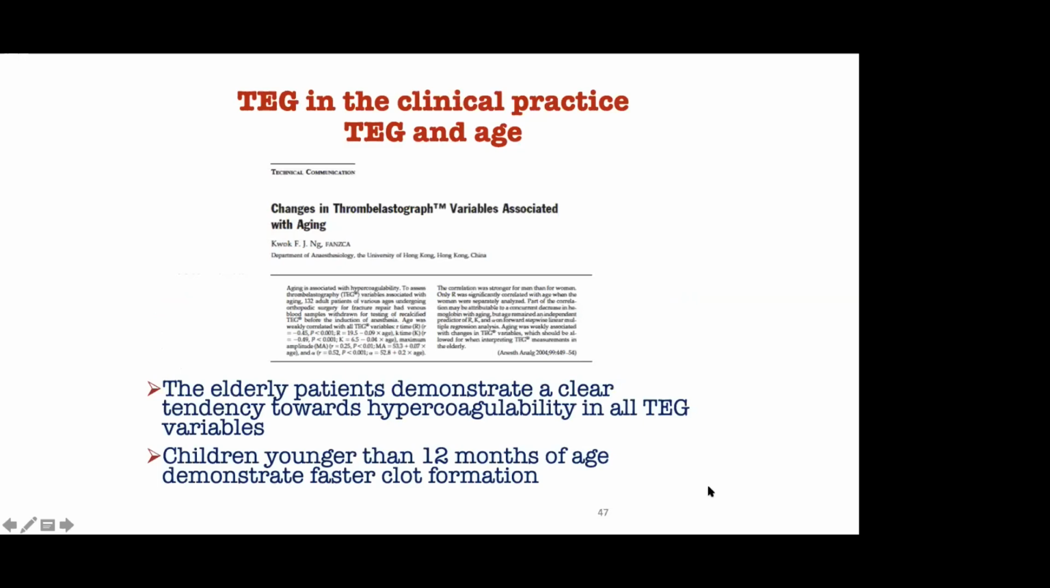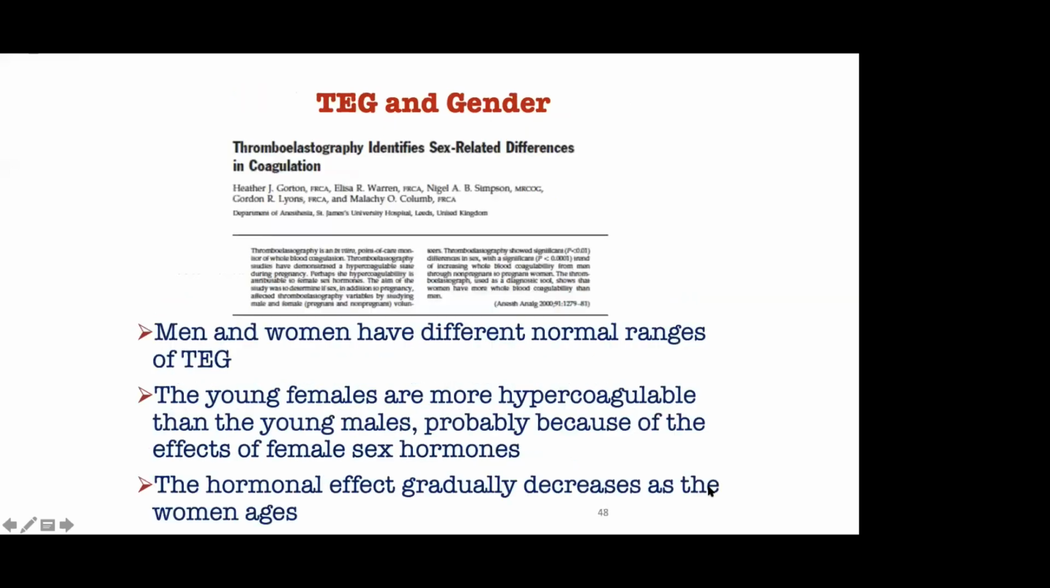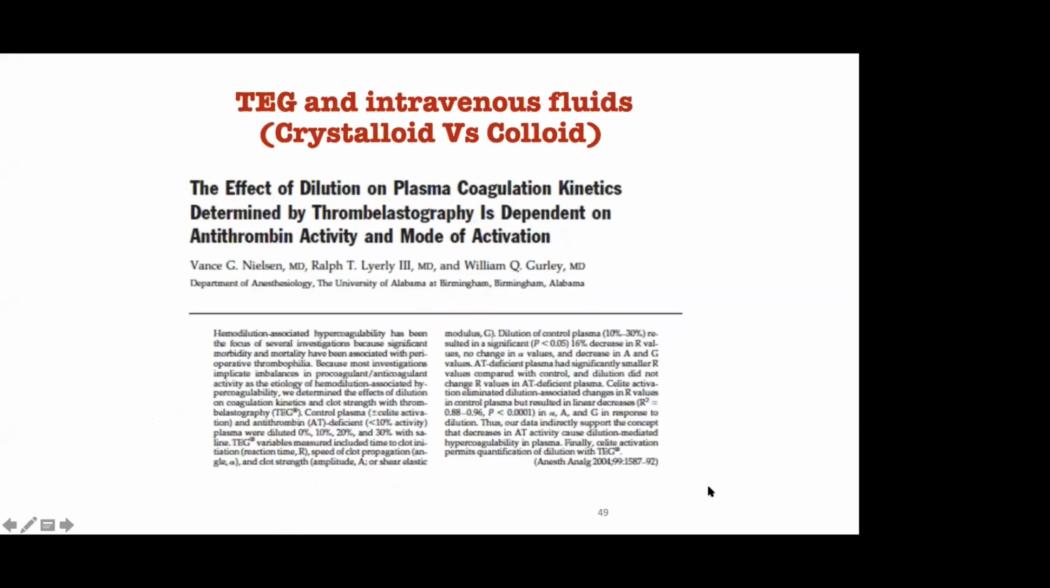So TAG in clinical practice: TAG and age. Elderly patients demonstrate a clear tendency towards hypercoagulability in the TAG variables, and children younger than 12 months of age demonstrate faster clot formation. So extremes of age are hypercoagulable. TAG and gender: men and women have different normal ranges for TAG. Young females are more hypercoagulable than young males, probably because of the sex hormones. The hormonal effect gradually decreases as the woman ages. So after 40, we find male and female TAG nearly similar.